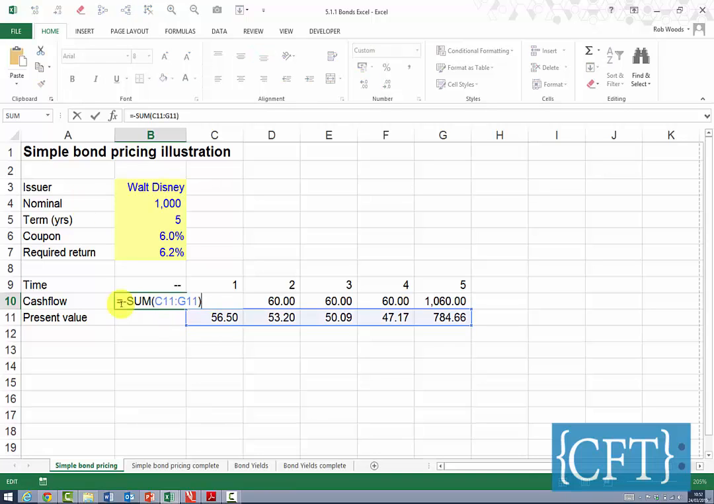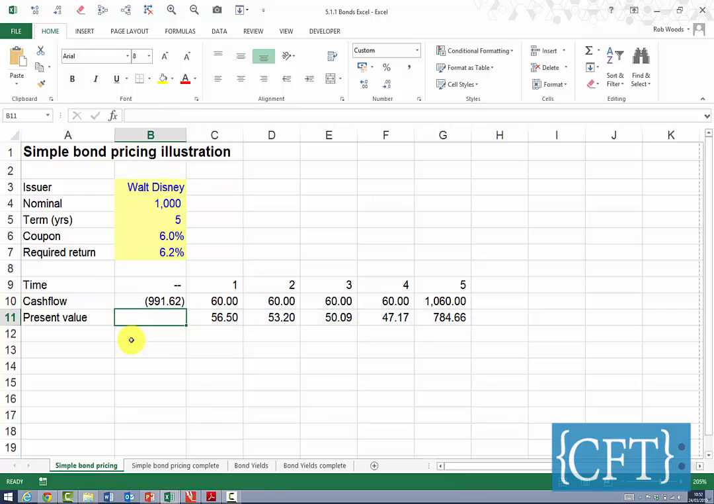Now you may have noticed I put a little minus sign at the beginning of that and then added them up. The only reason I did that is because I'm trying to show these cash flows from the perspective of the investor, and the investor would pay out that amount of money today in order to receive these amounts. So just for consistency of direction of the cash flows, I put a minus sign at the beginning of that. So the investor is willing to pay 991.62 today to receive these cash flows at the end of each of those 5 years.